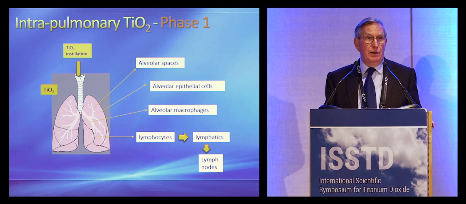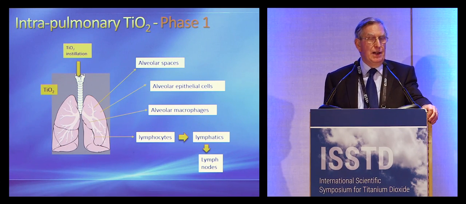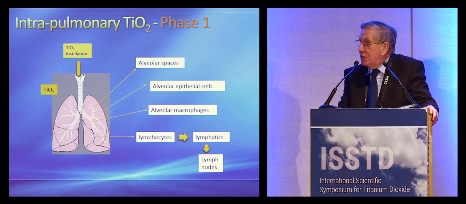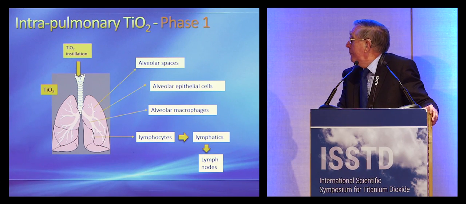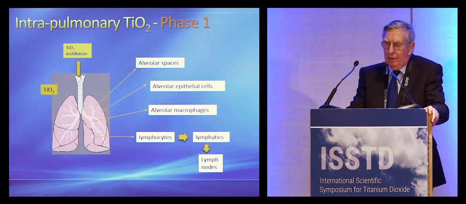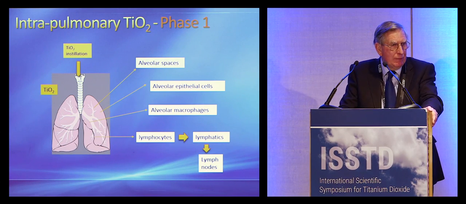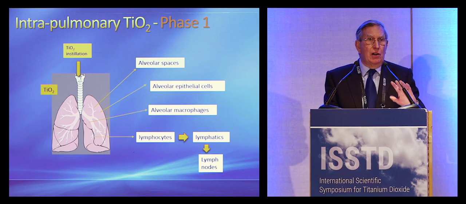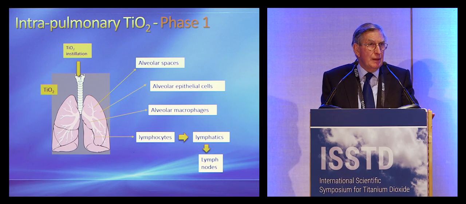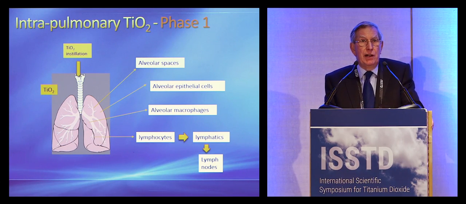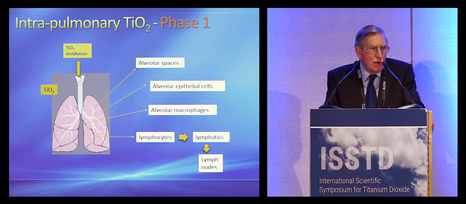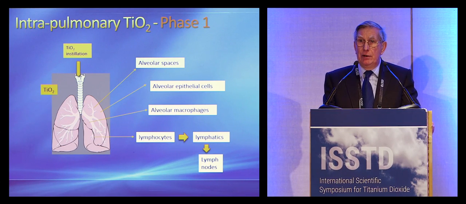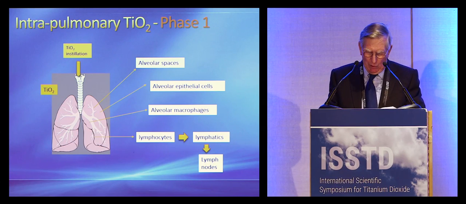Now, I've divided the responses we get in the rat into three phases. In the acute phase, instillation or inhalation of the particles will be dispersed between alveolar spaces, the epithelial cells, the pulmonary macrophages, which are a constant population in rats as they get older. Also, you will get a proportion taken up by lymphocytes, dissemination to lymphatics and to local lymph nodes, and ultimately lymph nodes throughout the body. This, again, hasn't been widely explored.